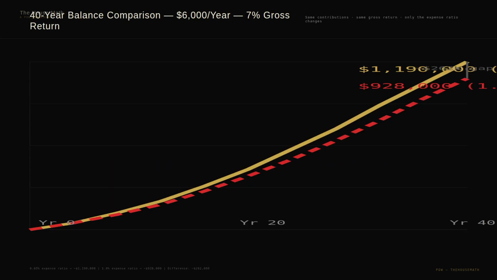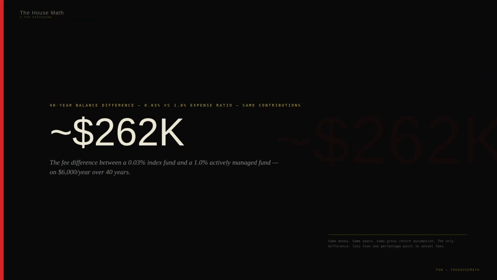At 6.97% net return over 40 years, $6,000 per year grows to approximately $1,190,000. At 6.0% net return over 40 years, $6,000 per year grows to approximately $928,000. The fee difference between those two funds, less than 1 percentage point, costs approximately $262,000 over a 40-year career. On the same money, in the same account, making the same contributions every year. That is not a rounding error.